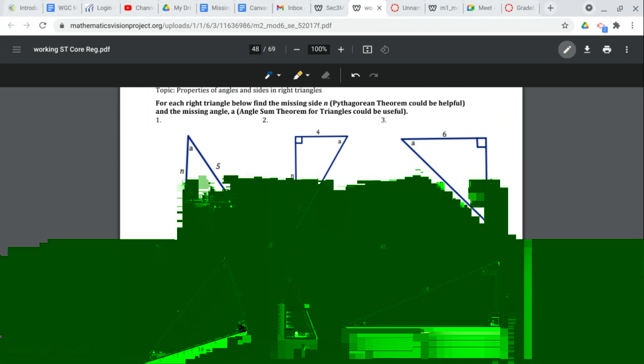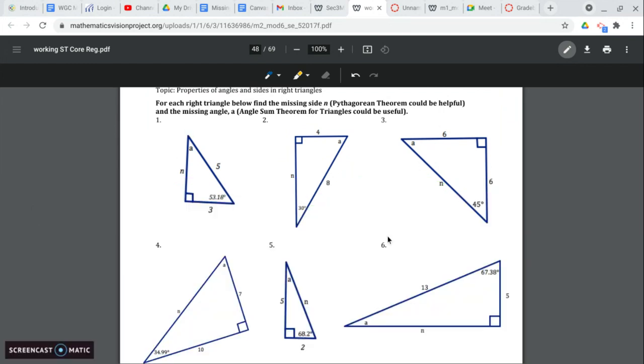So looking at number one, let's start with the angles. We know that in a triangle they have to have 180 degrees. Also, these are all right triangles, which means one of the angles is 90. So that means the other two angles left over have to equal 90. They have to be complementary. So if we take 90 minus 53.18, we're going to get 36.82. So angle A is 36.82 degrees.